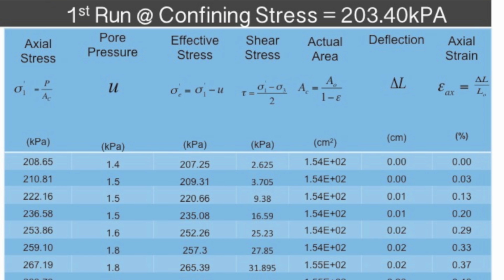The table displays the results to the consolidated undrained triaxial test for the first run of a full test, defined by a confining stress of 203.4 kPa.